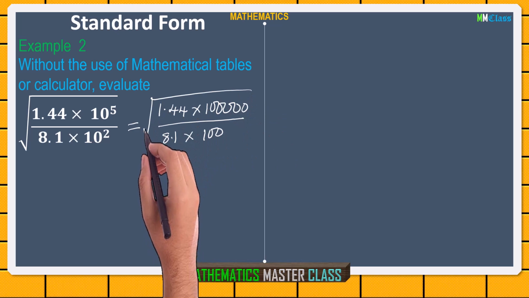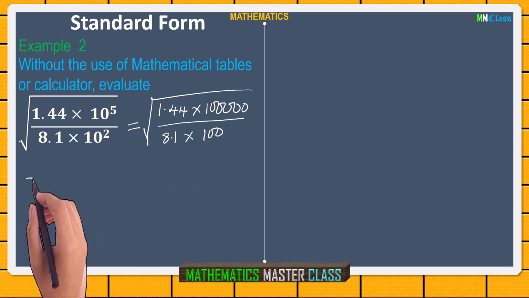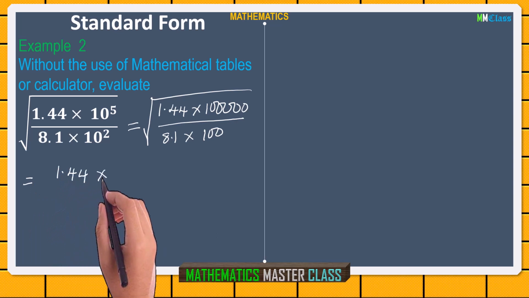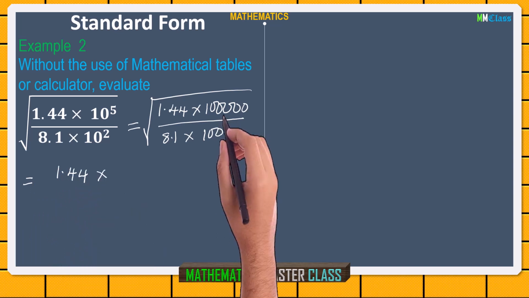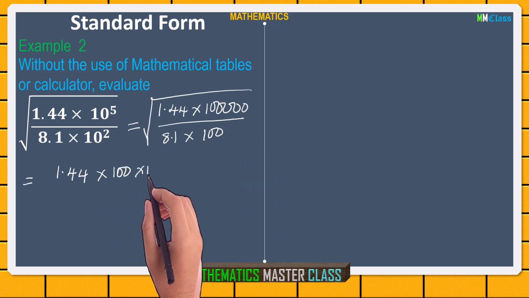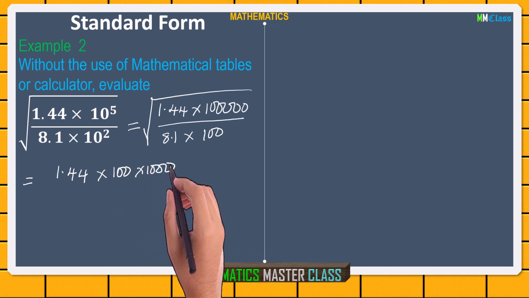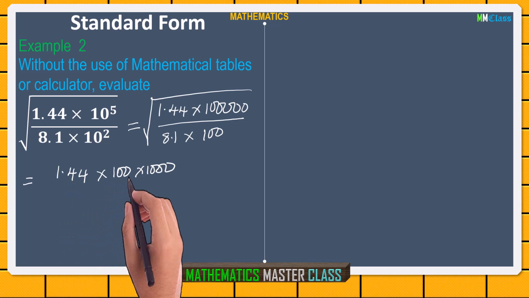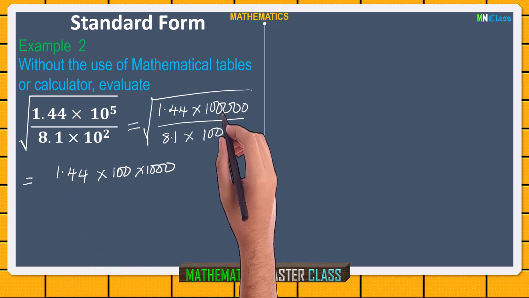Then we take the square root of both the numerator and the denominator. So if we continue, this will be equal to 1.44 times, let's separate this 100,000 into 100 times 1,000. Why are we separating it? We need this 100 to multiply this 1.44 to become a whole number. So what can you multiply 1.44 by to become a whole number? That thing is 100. That's why we are bringing this 100 from 100,000.